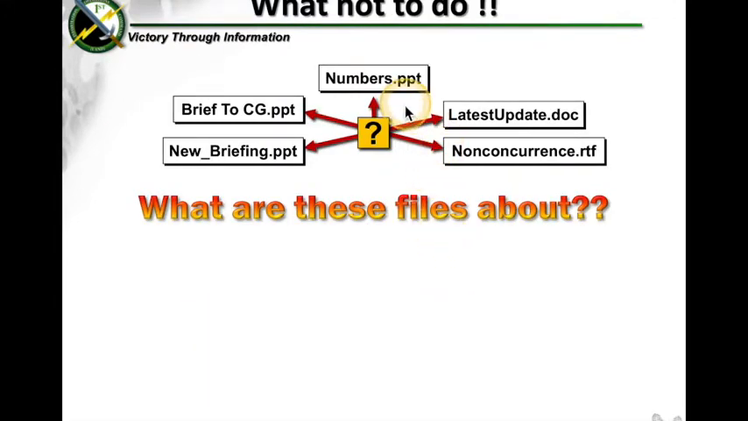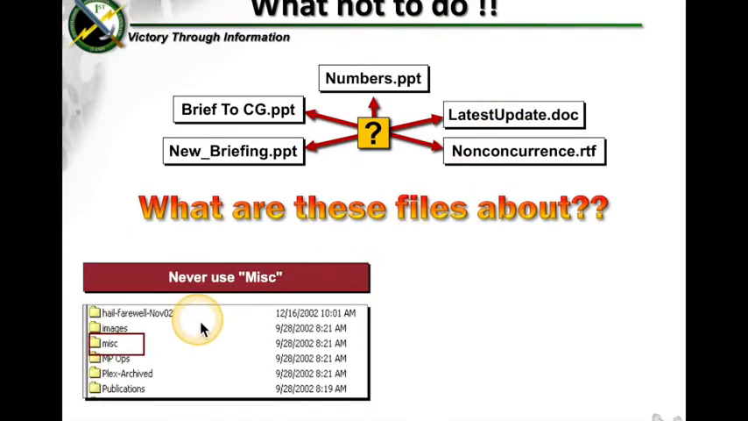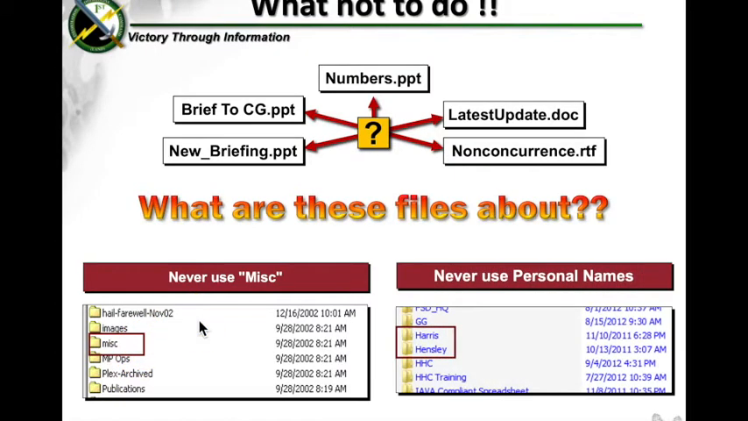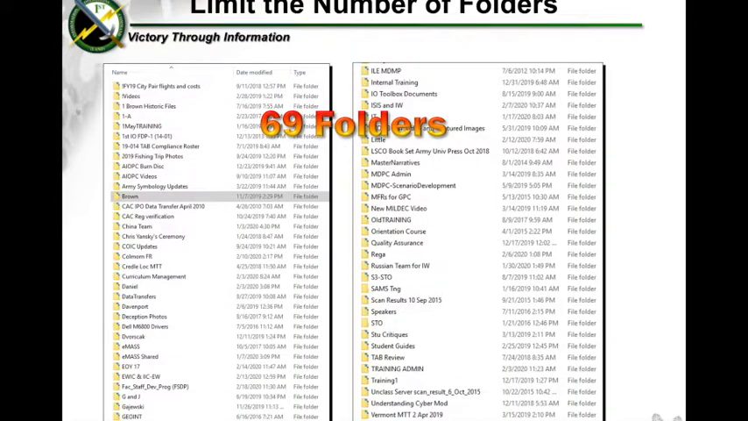So do not name your files such as these. Very vague, unclear, you have no idea what those are about. Do not label folders things like miscellaneous. And if you're on a shared drive, do not name it by your name. It's a section, it's a shared drive, so you should name it topically because it applies to everybody. It's not yours per se.